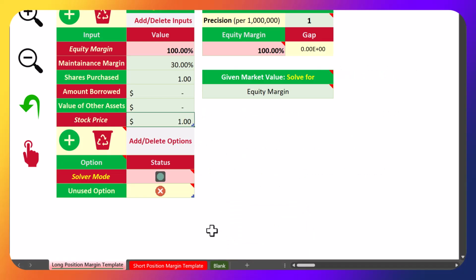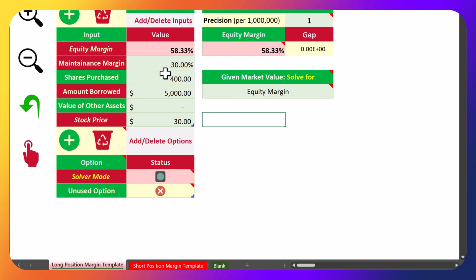I prepared a little Excel template for margin calculations for both long and short positions. So that's what we're going to use. Originally she purchased how many shares? 400 shares at $30 per share. So 400 at $30 per share, and she borrowed 5,000. She does not have any other assets that are reported. And originally, the margin percentage on her account is 58.33.